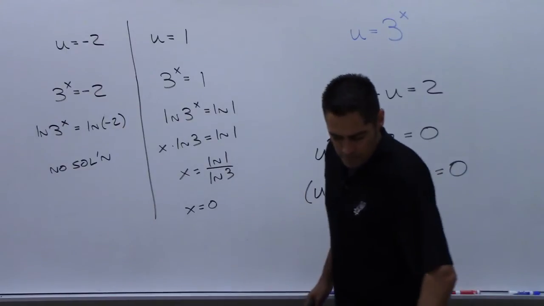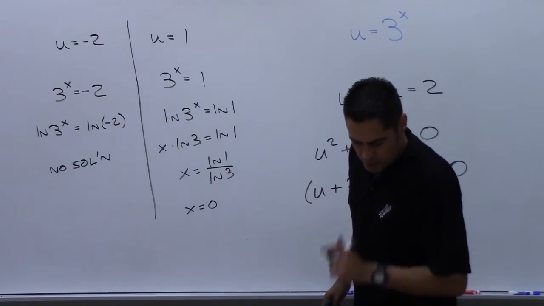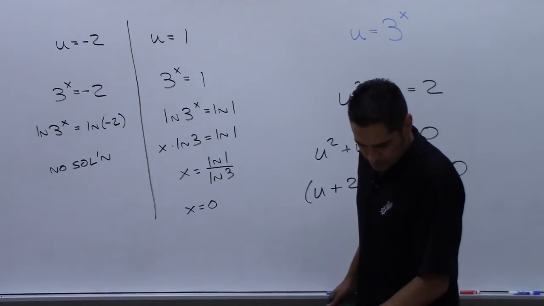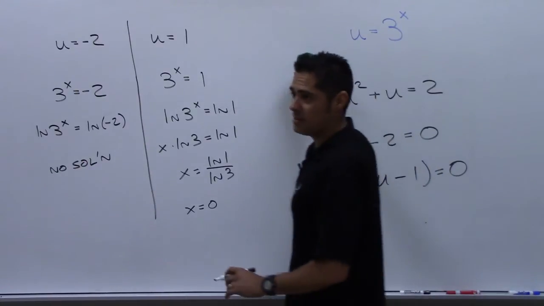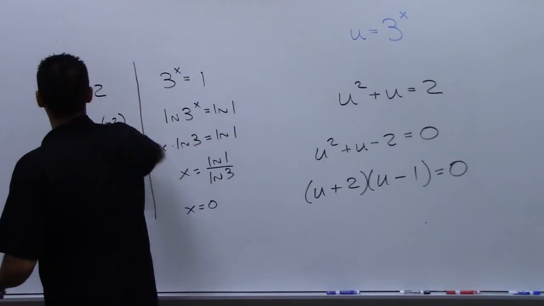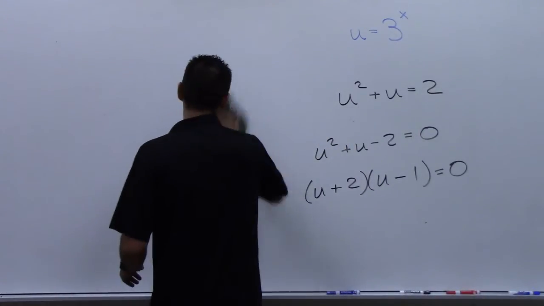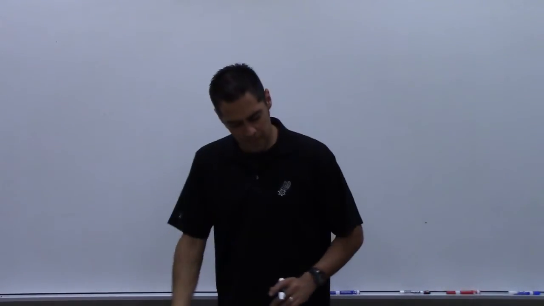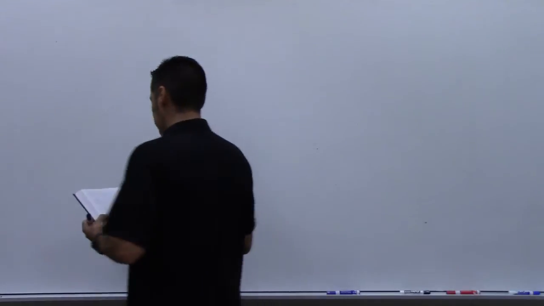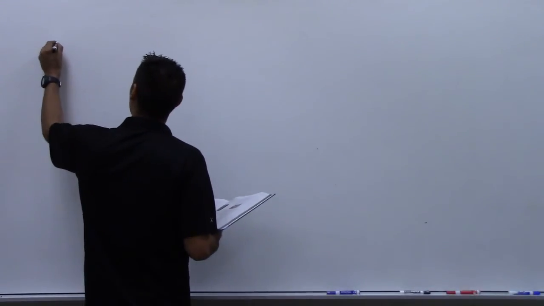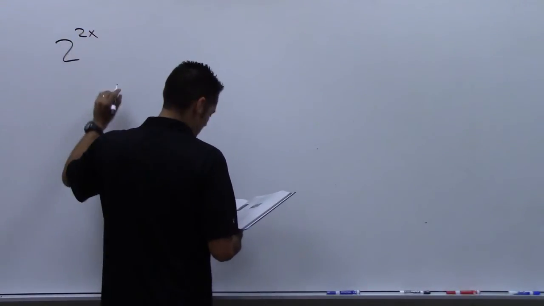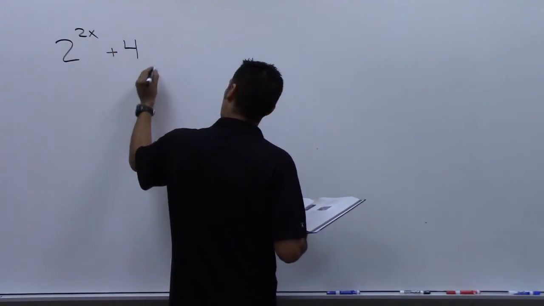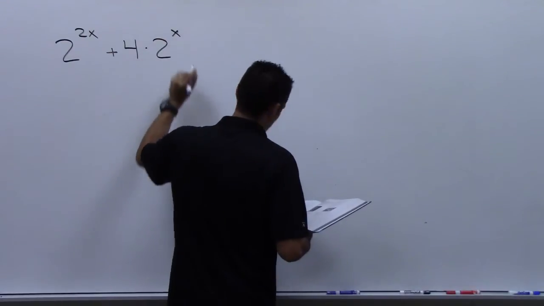I'm going to give you another one. I want you to try this one. I have a feeling you're going to do something like this on a test. This is a classic exponential equation problem. You're going to have to use u to solve for it. It's 2 to the 2x times 2 to the x.